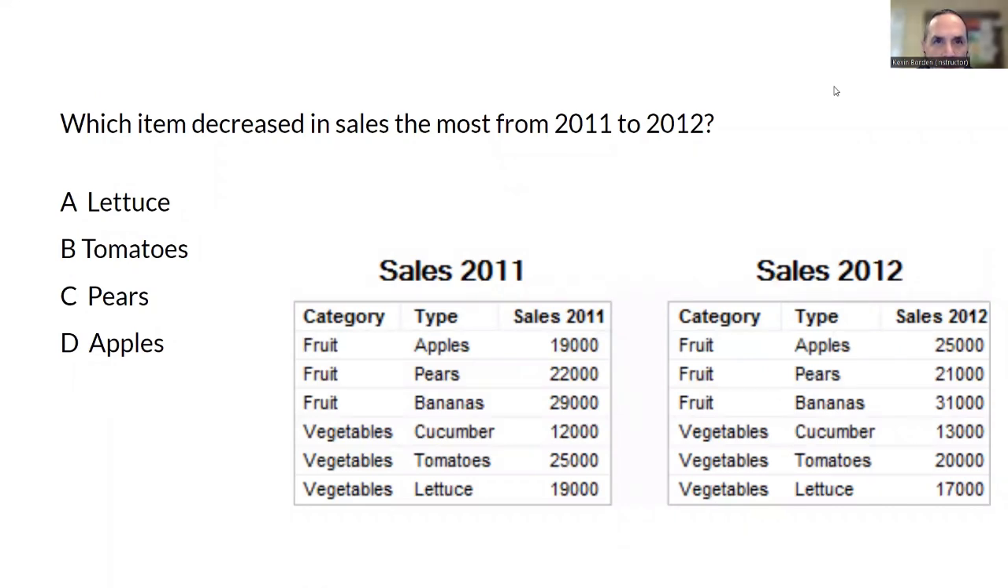Which item decreased in sales the most from 2011 to 2012? This is a little bit tricky. You're going to have to absorb the information in these two charts. Go ahead, pause the video, work that out, and continue when ready.